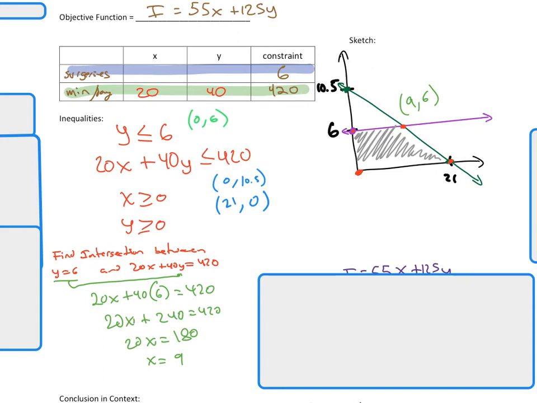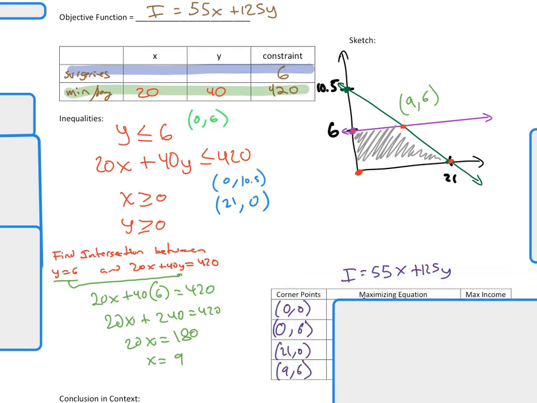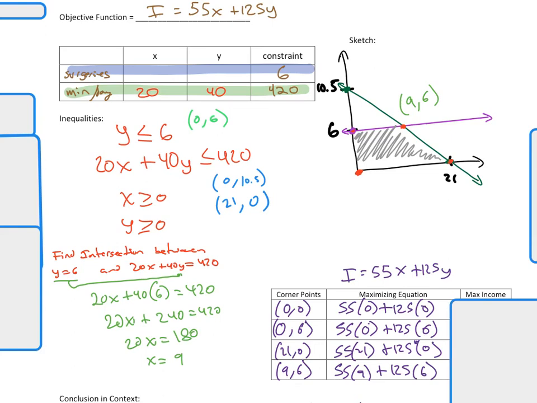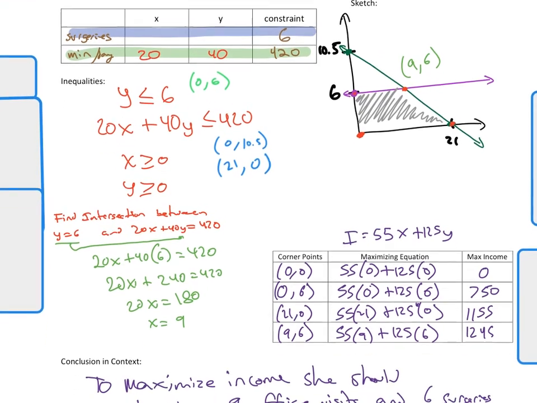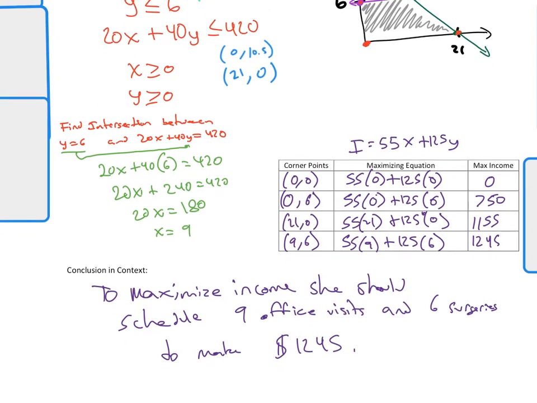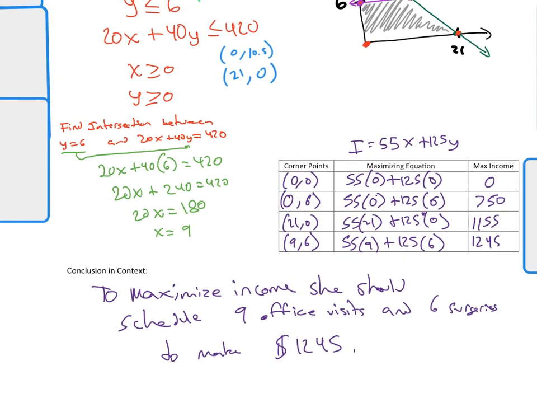We know our objective function was 55x plus 125y. And so we fill in our corner points: 0, 0; 0, 6; 21, 0; and 9, 6. Plug in x and y for each of those corner points into the objective function, and when we do the math, we find out that at the point 9 comma 6 we have $1,245 of income. So to summarize, to maximize our income, she should schedule 9 office visits and 6 surgeries to make $1,245. Hope that helps. Thanks.